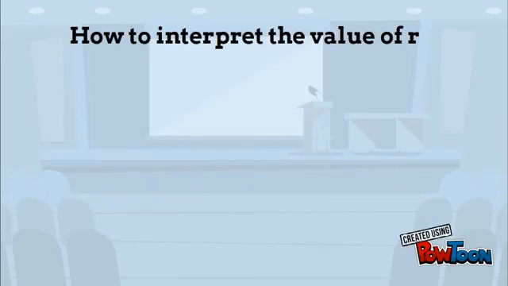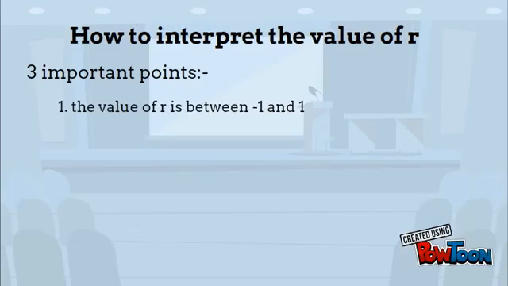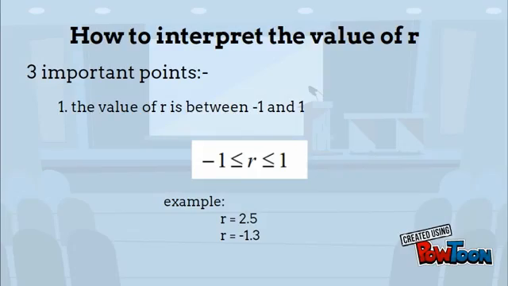Now, how to interpret the value of R? There are 3 important points you need to pay attention to. First, the value of R is between -1 and 1. For example, if you calculate R and get the value of 2.5 or -1.3, then you know it is wrong.